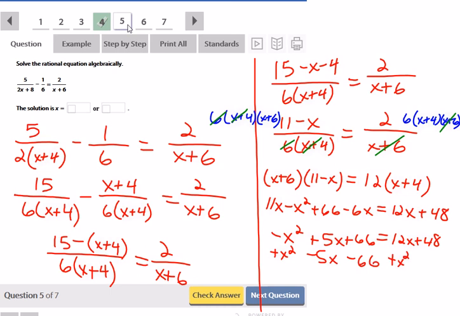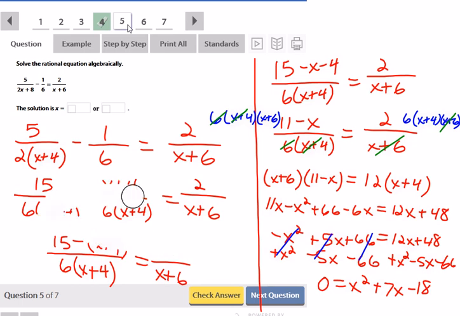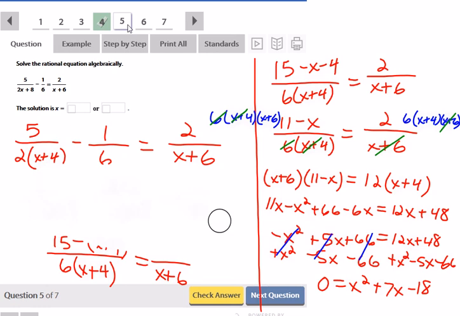Plus x squared, minus 5x, and minus 66. All of this cancels. So I have 0 is equal to positive x squared plus 7x, 48 minus 66 is negative 18. Did I do that right? Negative 18. Yeah, I think that's right. So, okay. Let's go back and erase this to have some space.